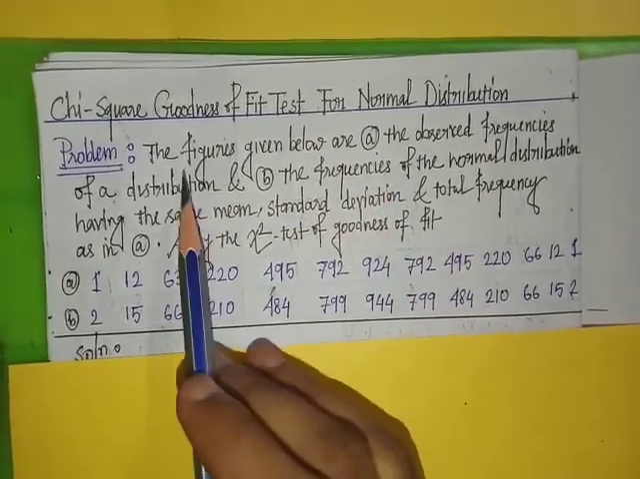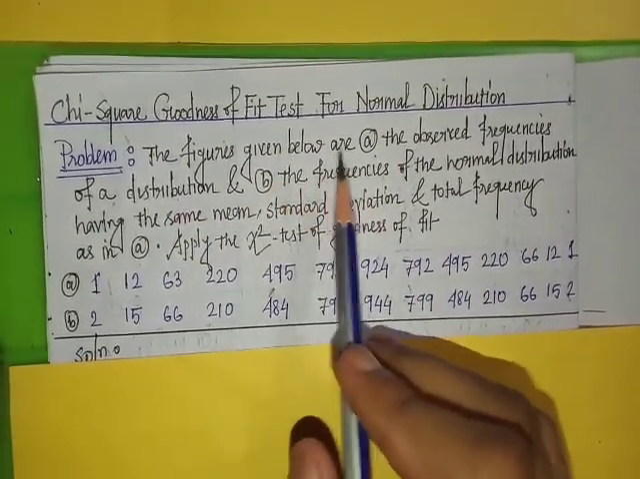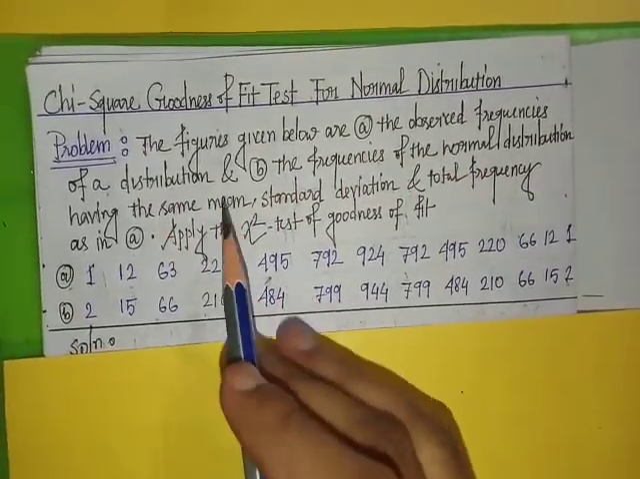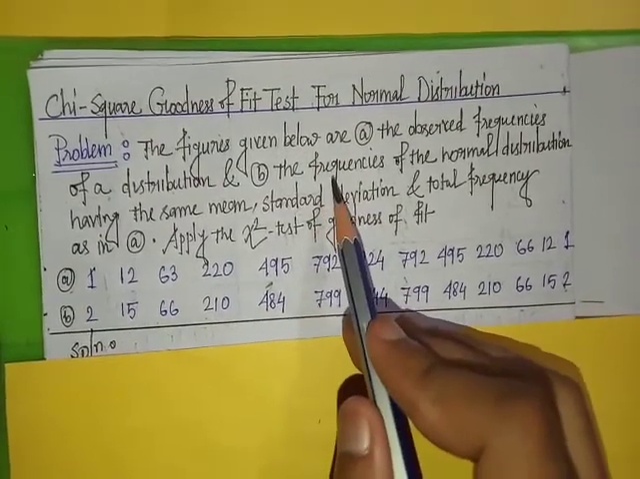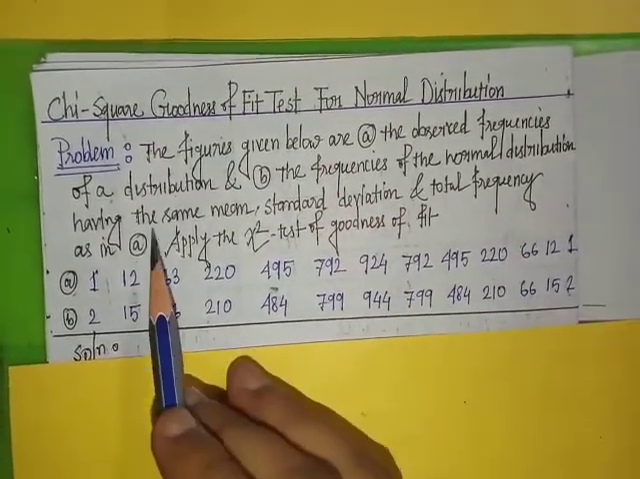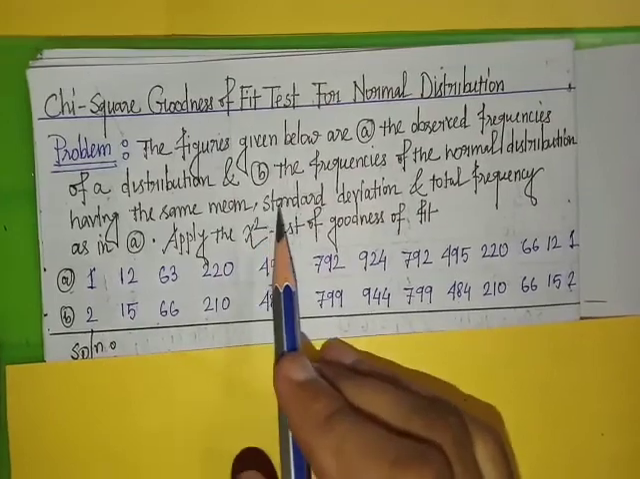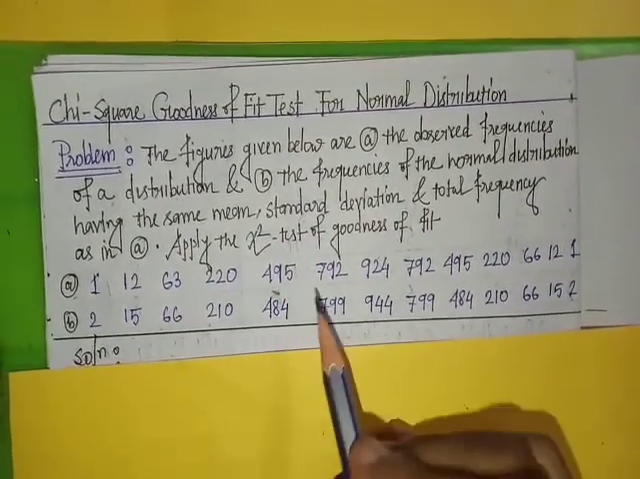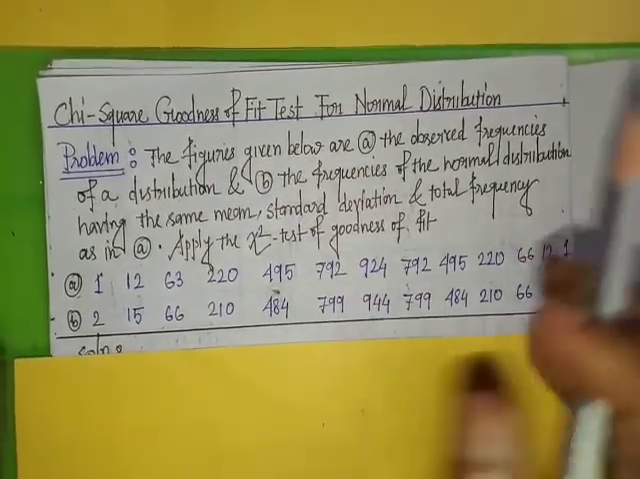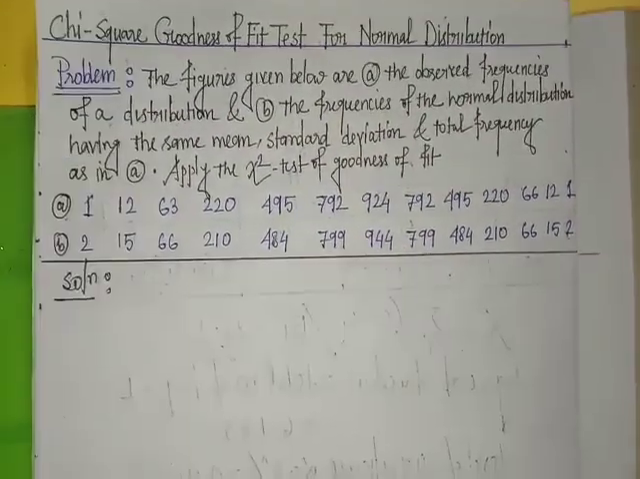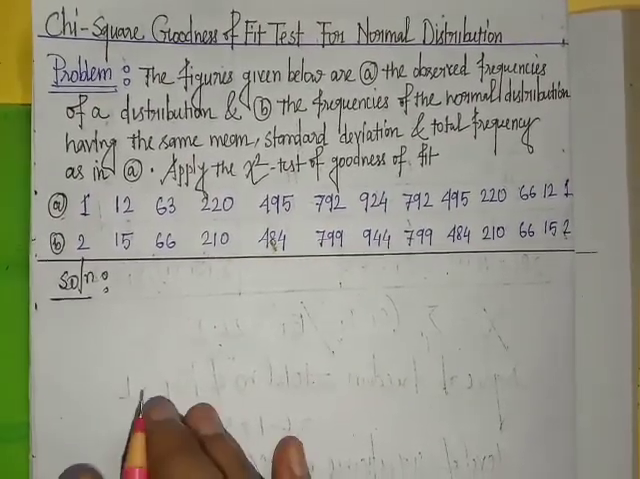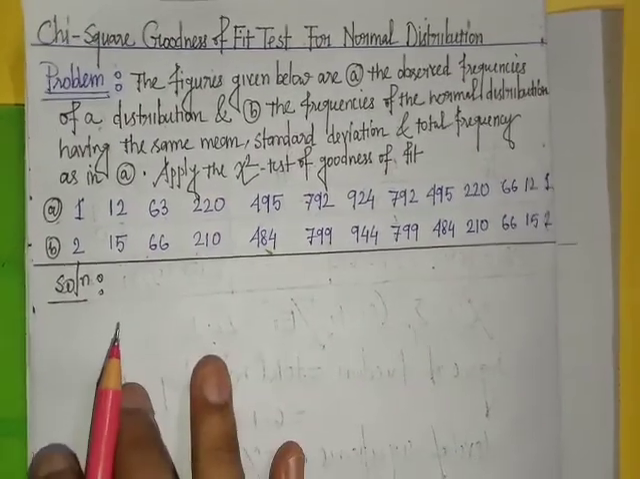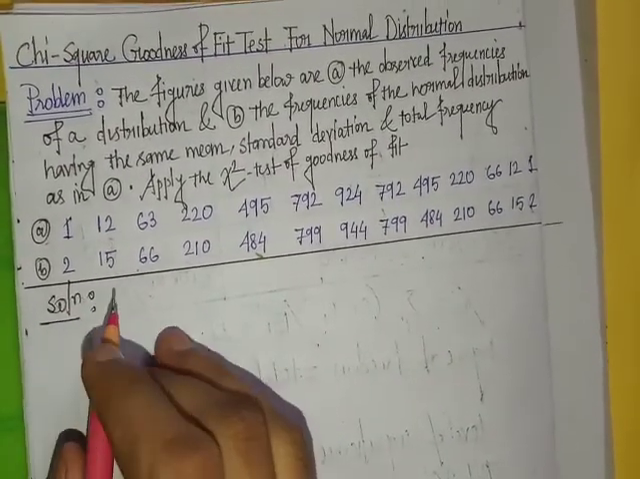Okay, I repeat, the figures given below are A, the observed frequency of a distribution, and B, the frequencies of the normal distribution having the same mean, standard deviation, and total frequency as in A. Apply chi-square test of goodness of fit. Solution. Here we are given the observed frequencies and expected frequencies. Now we will set the hypothesis.